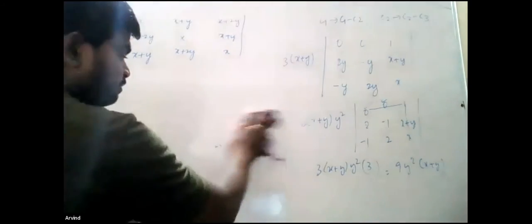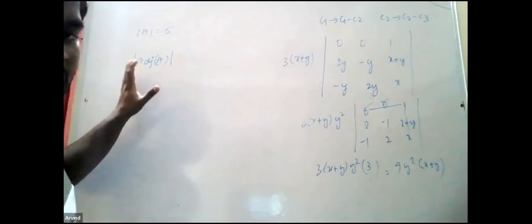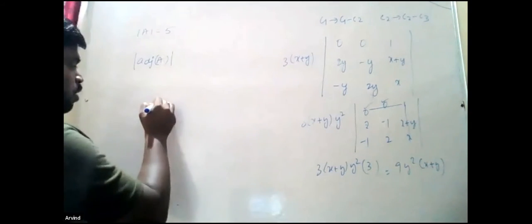Determinant of the adjoint. Now suppose determinant of A is 5. They'll ask you, if determinant of A is 5, then what is the determinant of adjoint A? They are not asking for adjoint A, but what the determinant value of adjoint A will be. So that is a formula, very important.